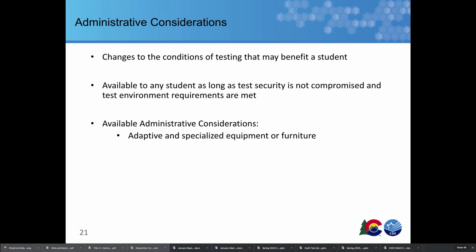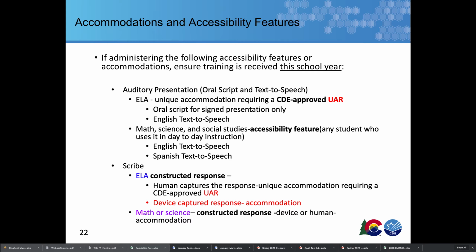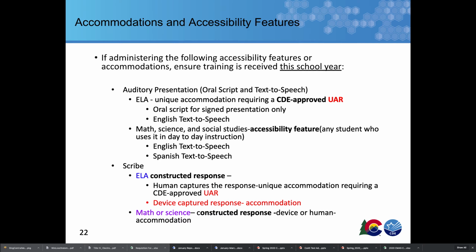Adaptive and specialized equipment or furniture like stand-up desks, frequent breaks that do not stop the clock, noise buffers so students can focus like headphones, small group testing, specified, separate, or alternative area or seating, time of day. Any student can get those, and your school assessment coordinator is already considering those. So if you have a student that you want to advocate for, please meet with your school assessment coordinator.